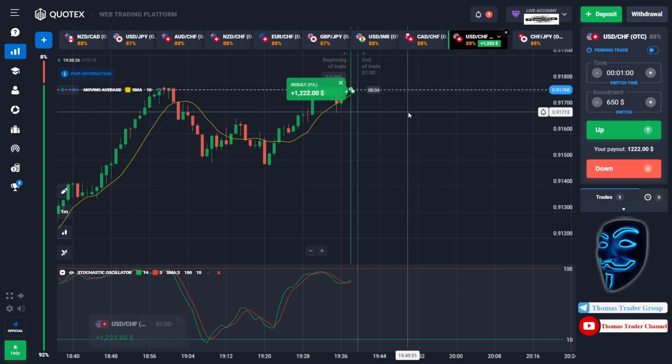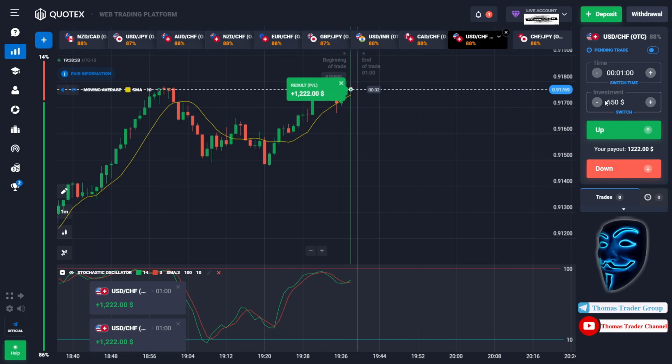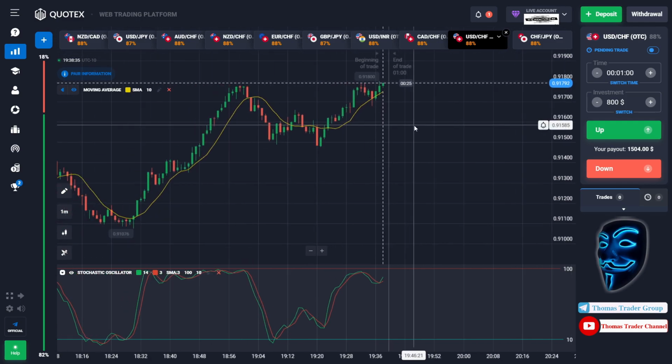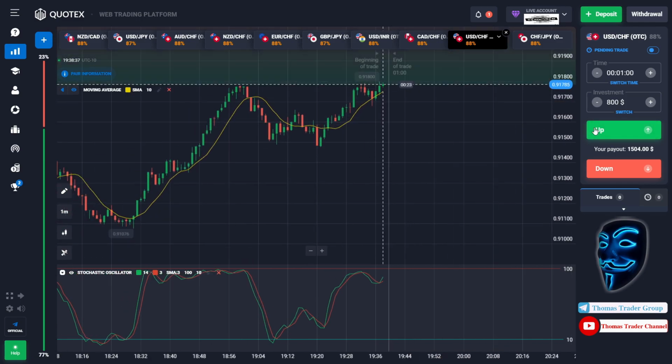We made a right prediction over here. We made a profit of $2,400. Let's divide it into 3. We will open 3 positions of $800 in the next open position. Over here we still can open buy for 1 minute.